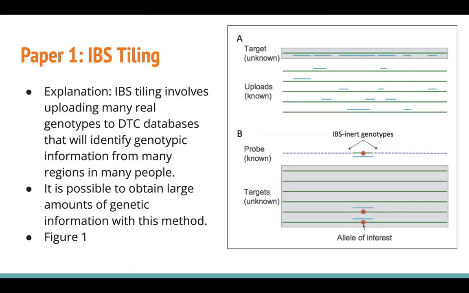And so this is figure one on the right. And so the green lines represent the multiple genotypes that are uploaded, and the positions at which the IBS are in blue. And so once enough data sets are uploaded, the target will have a lot of their genome tiled.